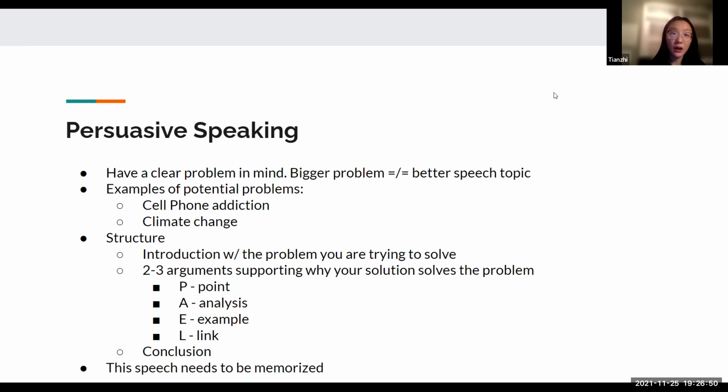So remind the audience what your problem is. Remind your audience what your solution is and why your solution is a good solution. And then conclude it out.